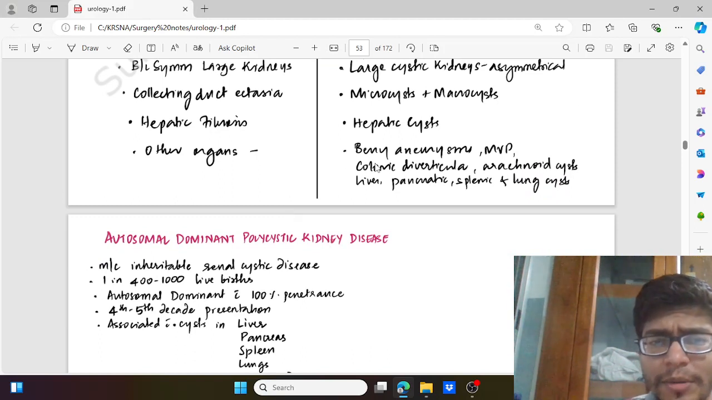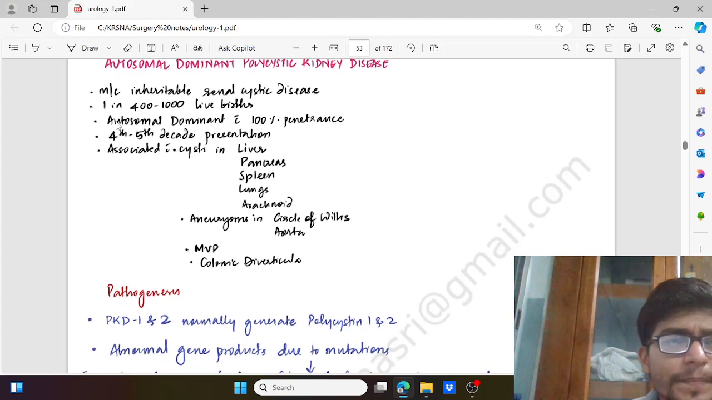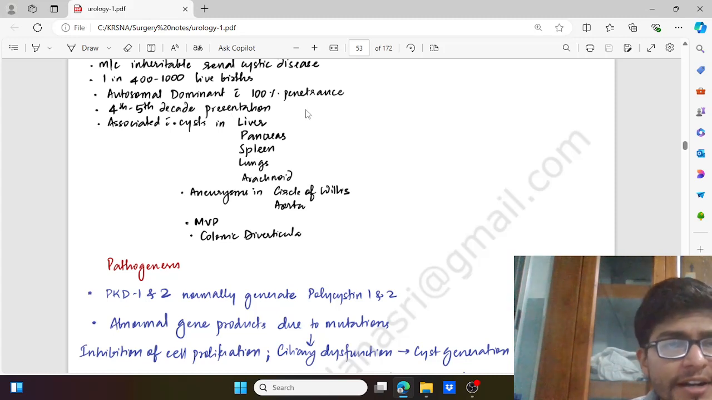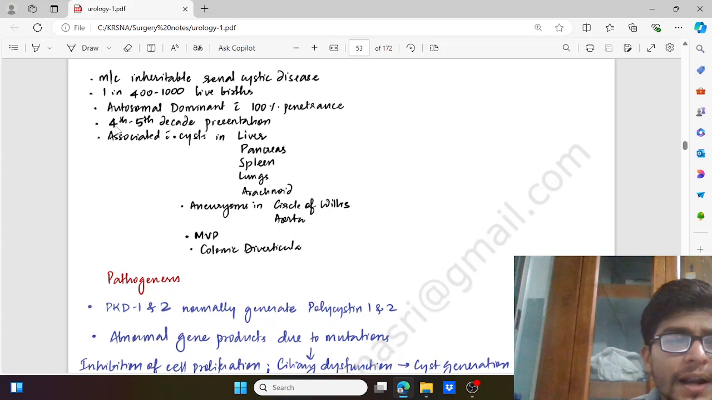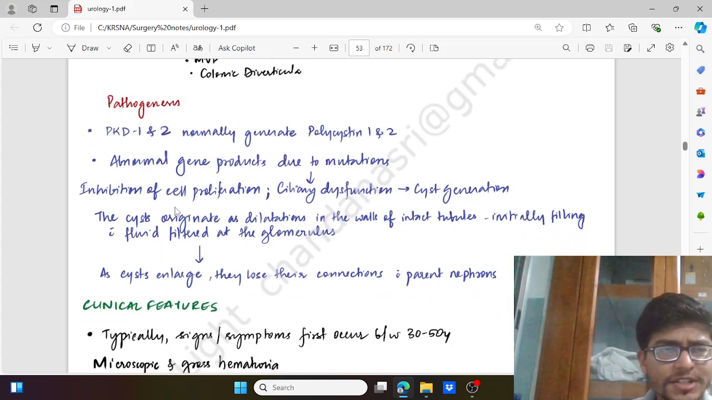Then there are some other disorders in the dominant form like Berry aneurysm, mitral valve prolapse, colonic diverticula, cyst in the liver, pancreas, kidney, spleen, lung, and arachnoids. Now we'll be seeing the autosomal dominant PCKD in detail. So it is the most common inheritable renal cystic disease, and associated in 1 in 400 to 1000 live births. So it is common and associated with 100% penetrance along with autosomal dominance. And as we have seen, it is seen in 4th to 5th decade and associated with cyst in various organs: liver, pancreas, spleen, lungs, arachnoid. Aneurysms can be seen in the circle of Willis, that is Berry's aneurysm, or aorta. Then mitral valve prolapse, colonic diverticuli. These are the other issues these patients have.